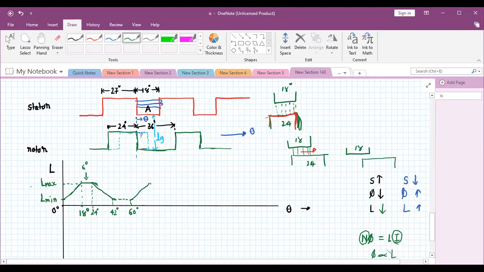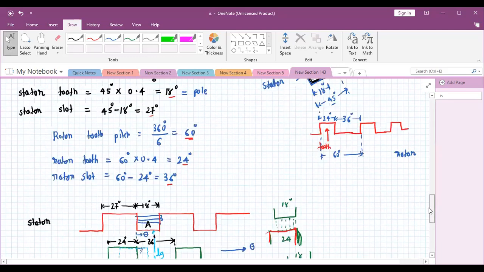So it will continue. Okay. Now we have an envelope of the inductance. But we are interested in inductance or dL by d theta for the torque.